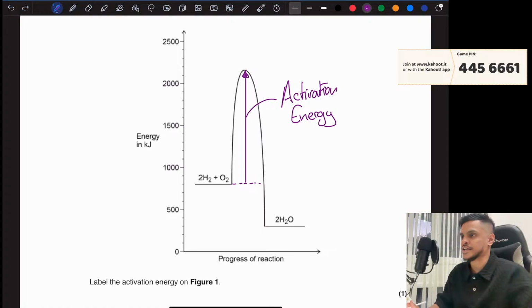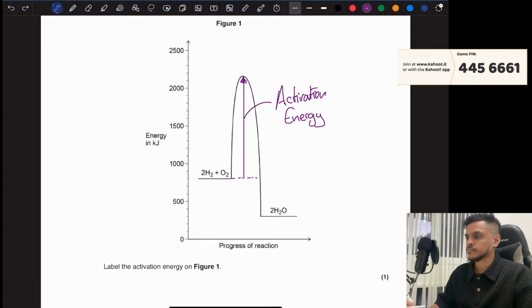Is this exothermic? Asks Hash. What do you guys think?